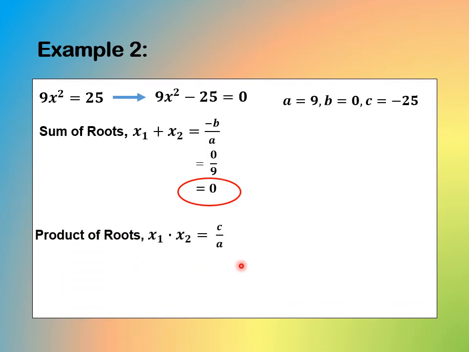Okay? For the product of roots, so we have the formula C over A. So, ang C natin is equal to negative 25 over ang A natin, which is equal to positive 9. So, madidivide ba natin si 25 kay 9? Siyempre, hindi. So, this will be our final answer na. So, that is negative 25 over 9.